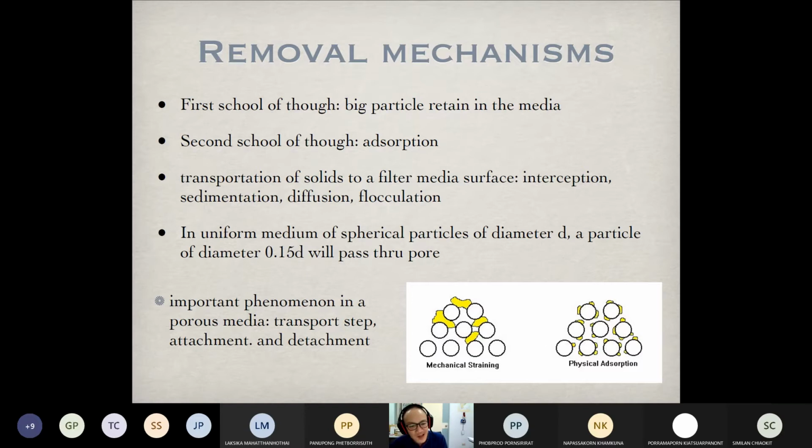For particles with a size smaller than 0.5 D, where D is the average diameter of the media, these particles will pass through the pores, but those bigger than 0.15 D will be retained in the filter media, or sometimes they can be adsorbed.